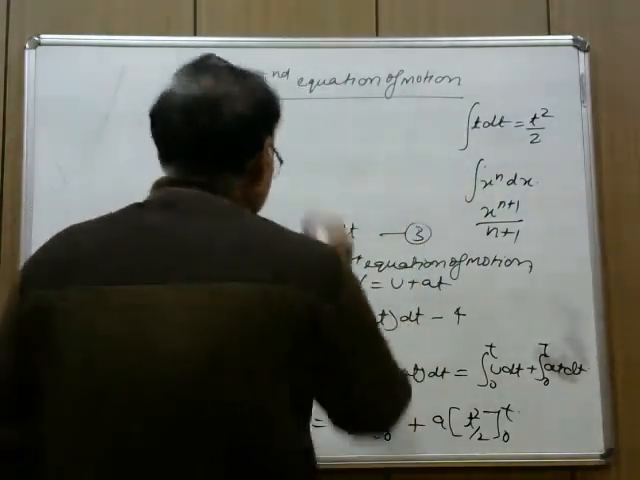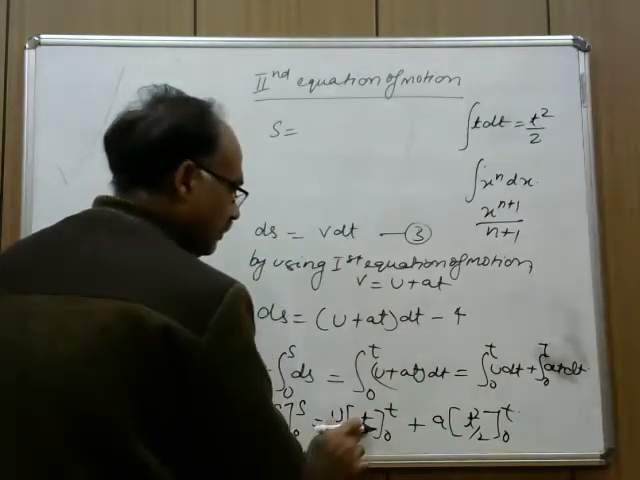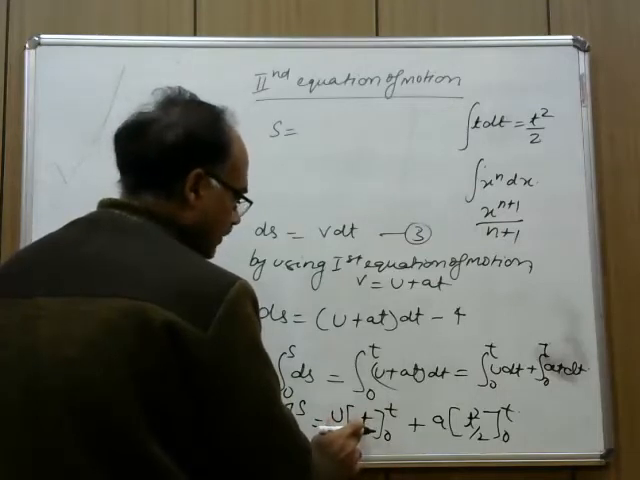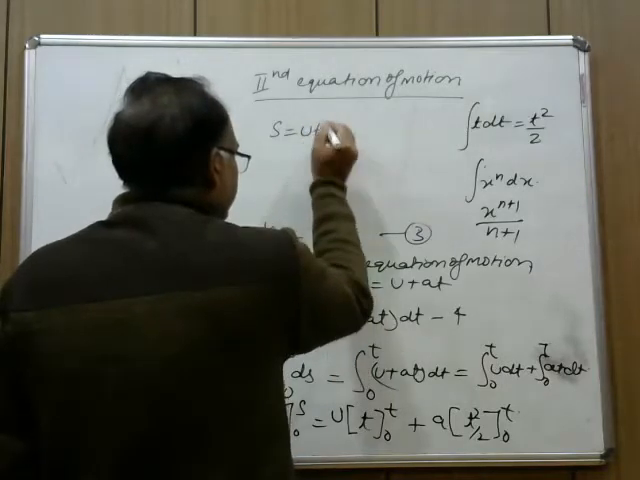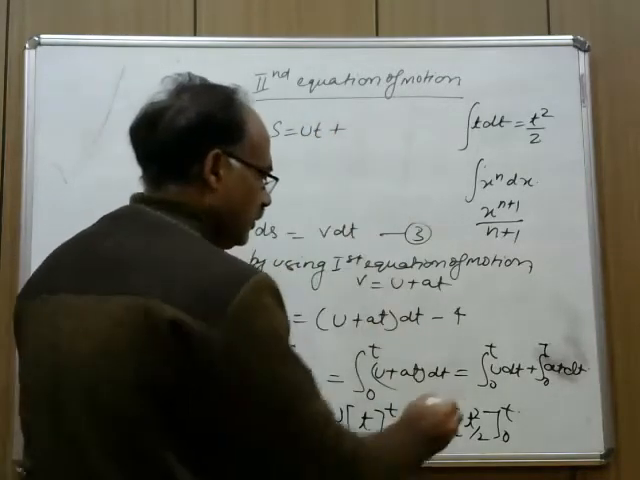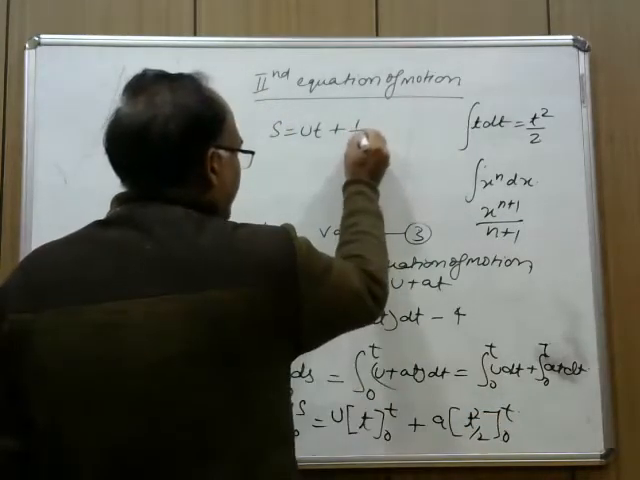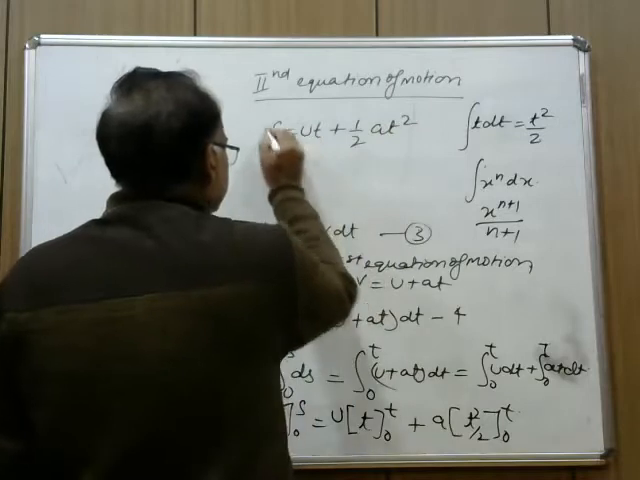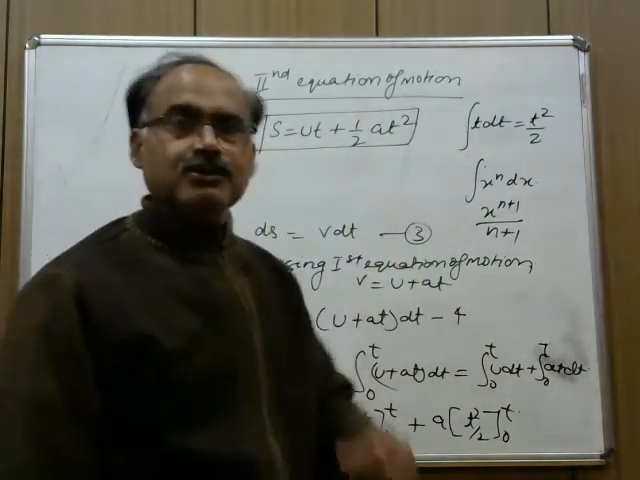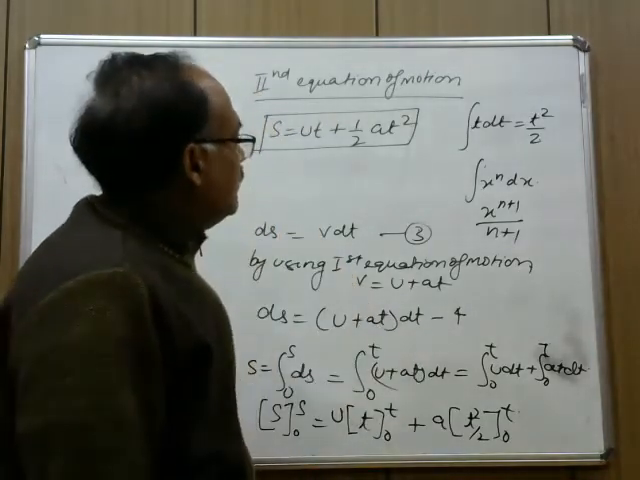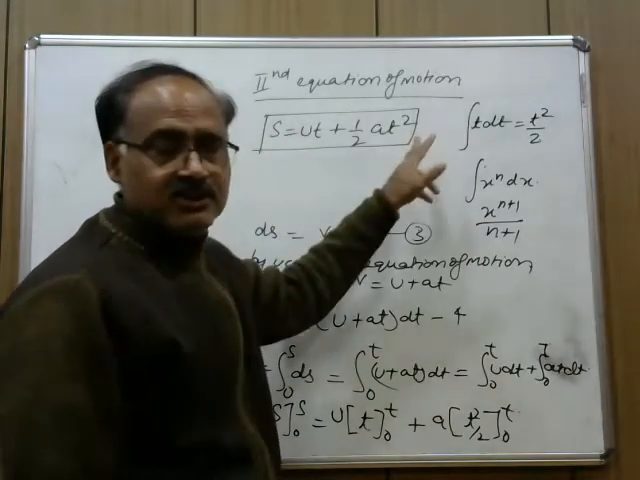That is, now 0 to s is equal to u. यहाँ पर एक बार t वैल्यू रखेंगे, t हो गया माइनस, एक बार 0 वैल्यू रखेंगे 0, तो क्या हो गया ut प्लस एक बार t रखेंगे वैल्यू, एक बार 0 रखेंगे, तो 1/2 at square. So this is final equation. That is third equation of motion. Sorry, this is second equation of motion, and this is displacement relation.